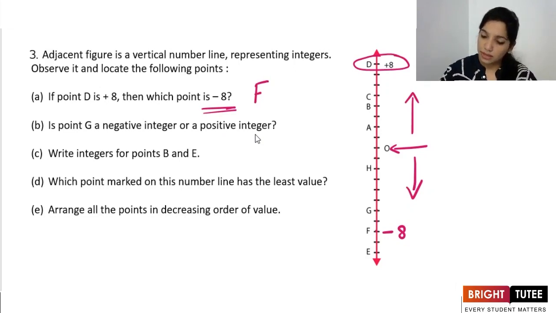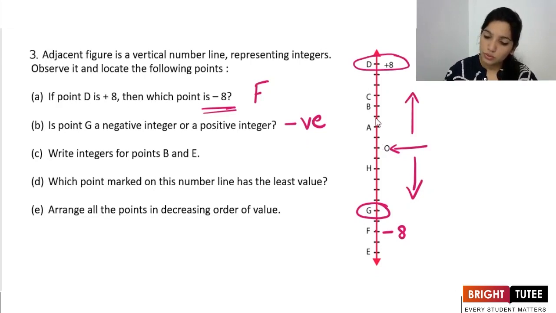So see on the number line, where do we have G? Here it is. So is it on the positive side or is it on the negative side? It is on the negative side. Okay. Write integers for point B and point E. So where is point B? Here it is. So it is above, sitting on the positive side.